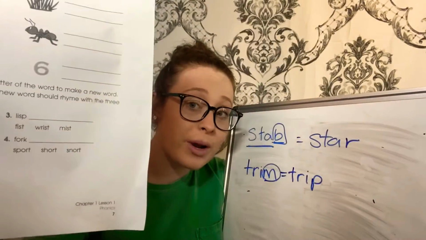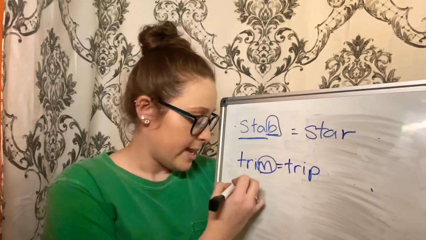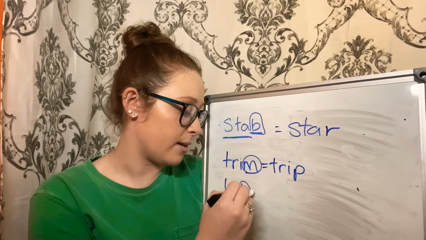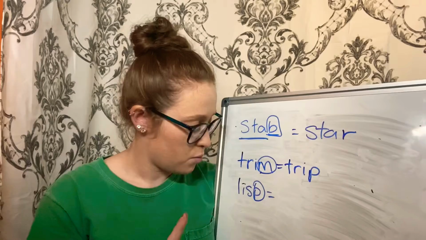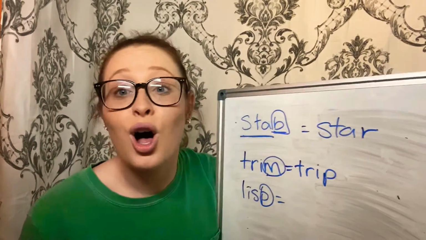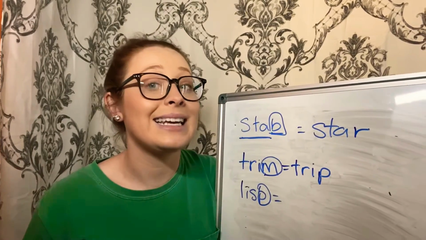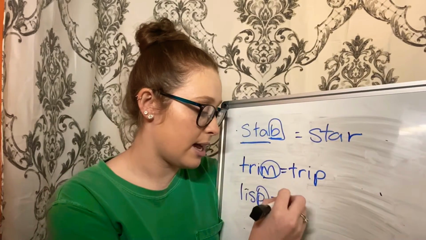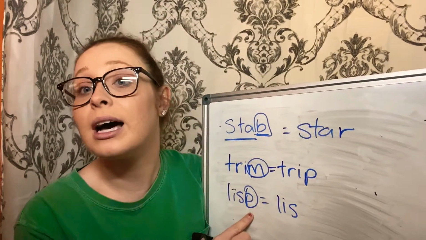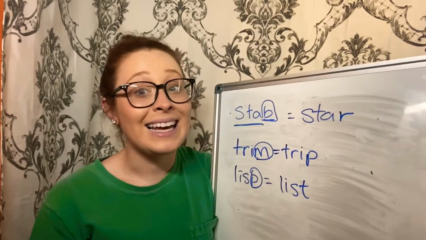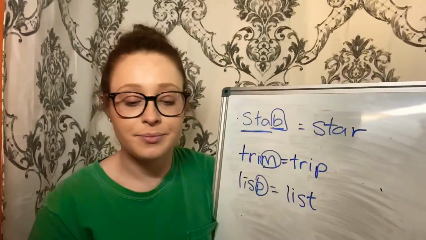Now, look at number 3. It says lisp. My ending consonant is P. Now, look at those words again. It says fist, wrist, mist. So what letter do those all end in? They all end in T's. So that means I'm going to leave my L-I-S. So L-I-S. I'm going to change this P to a T. So what's my new word? List. So write that on that blank.